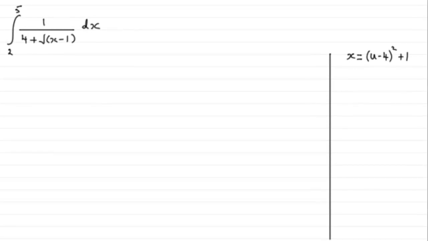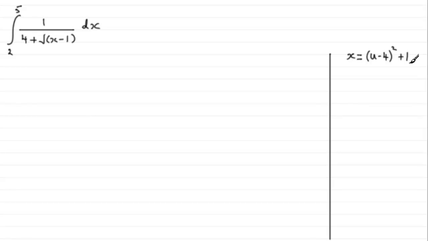Now in this question we're asked to integrate 1 over 4 plus the root of x minus 1 with respect to x, with x going between 2 and 5, using this substitution, x equals u minus 4 all squared plus 1.